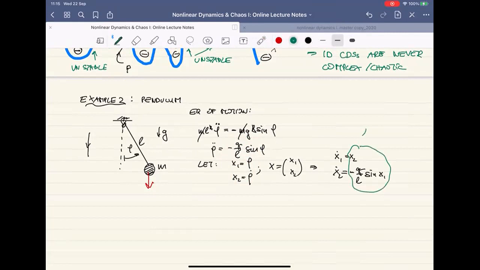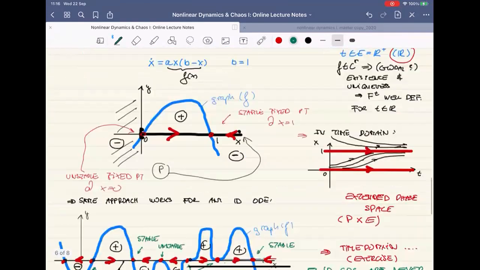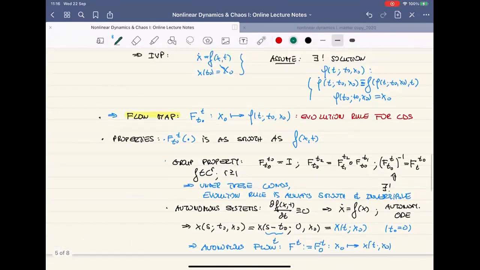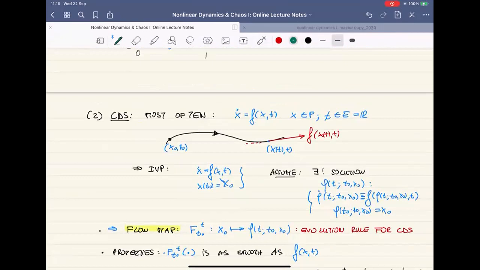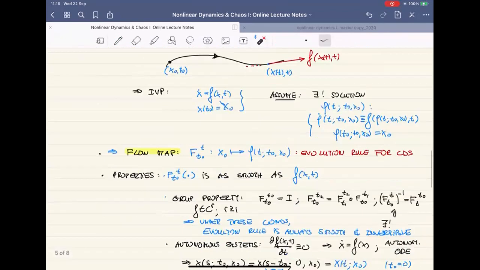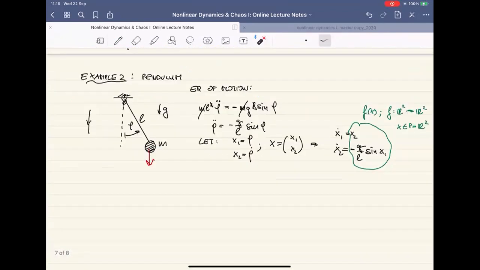is f of x, where f is a mapping from R2 to R2. x is an element of the phase space, which is R2 itself. So that's the symbolic representation of the ODE, which I have written out here. And I just left it open, the phase space P. Okay, that P happens to be a two-dimensional space now. So in this appropriate extension, it does look like x dot equals f of x.